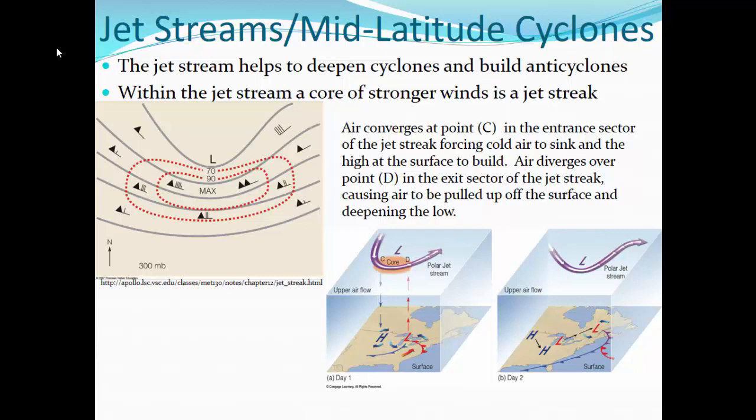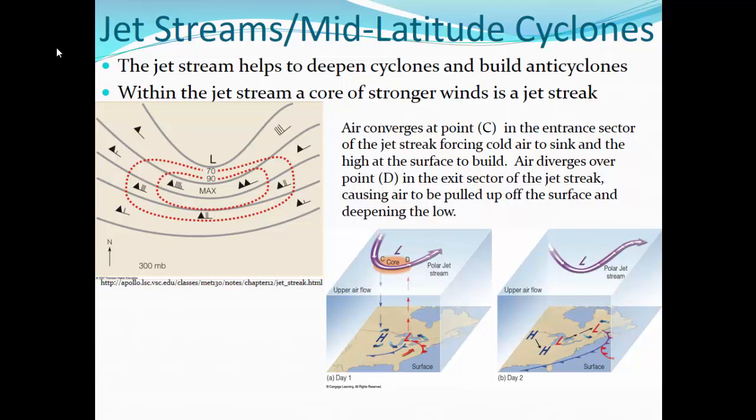In addition to the long wave troughs and ridges in the atmosphere that provide directional convergence and divergence, with the convergence in the upper levels happening in the entrance regions of the trough, and the divergence in the upper levels happening in the exit regions of the trough, we also have these cores of faster moving winds within the westerlies. Those westerlies are the jet streams, and the cores of faster moving winds are known as the jet streaks. So the jet stream helps to deepen cyclones with divergence aloft and build anticyclones with convergence aloft.